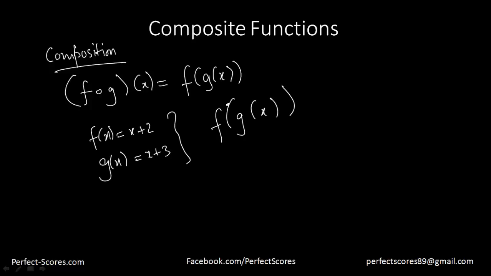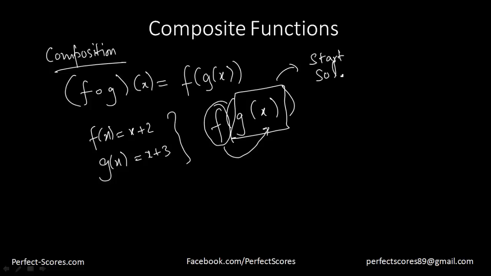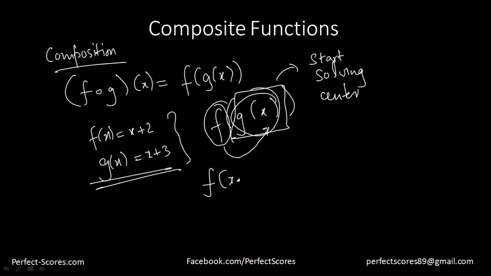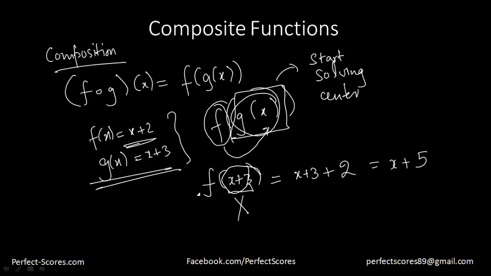The input of this f function is actually this function itself. So what you do is you start solving from the center. How do you write g of x? G of x can be written as x plus 3. So this is nothing but f of x plus 3. Now you treat this whole thing as x only. What is f of x? That is x plus 2. So this is x, that means this is x plus 2 plus 3, which is going to be equal to x plus 5. So this is how we do the composite functions.